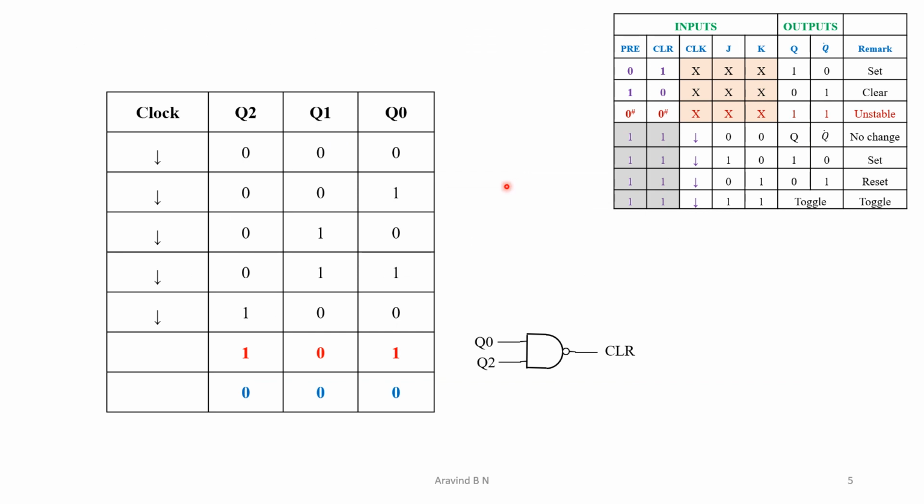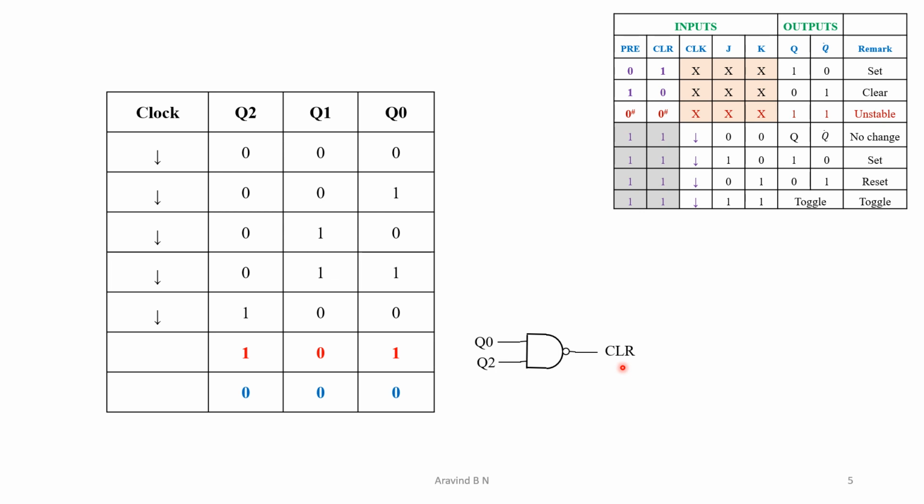So let's have a clear understanding of it. Now we are going to design a mod 5 up counter. In a mod 5 up counter, it is going to count from 000 up to 100. Then after that it must reset and all count values must come back to the value 000. So we need to perform a clear operation after this particular stage. Therefore, the output of the NAND gate will be connected to the clear signal.